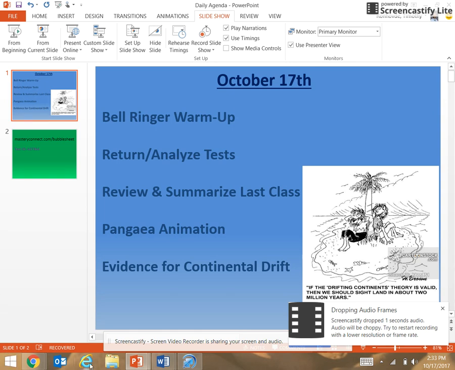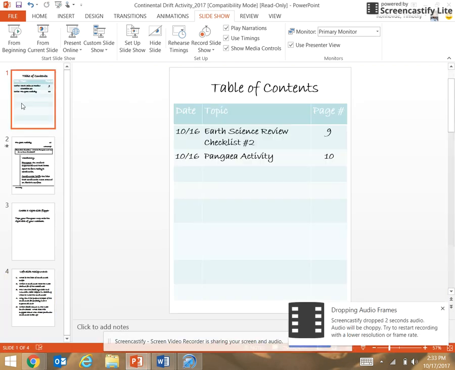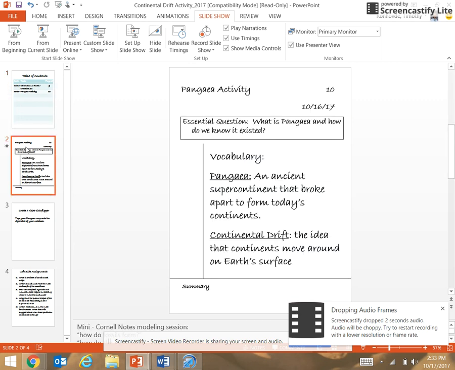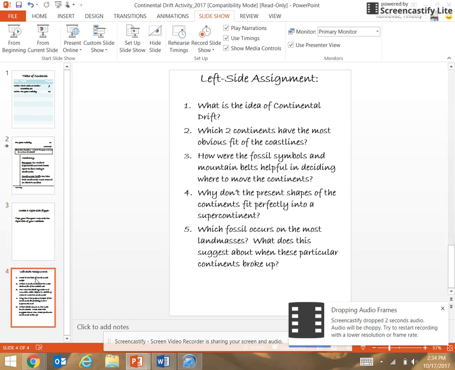So if you had your test back, we checked in with your progress from last class. And last time we did the Pangea activity on page 10. The question was, what is Pangea and how do we know it existed? And you were working on assembling your Pangea puzzle and answering 5 questions. That was the last class. So this class we reviewed that. Some of you finished up your questions and we went over the answers.